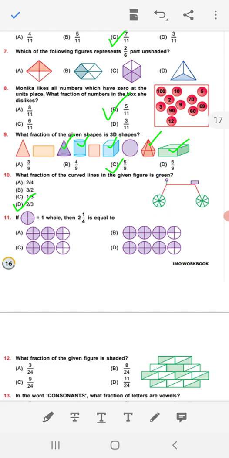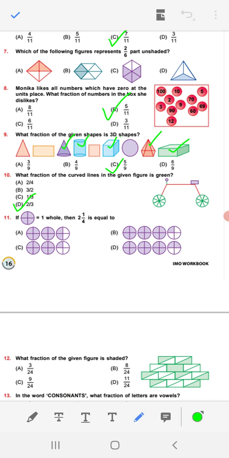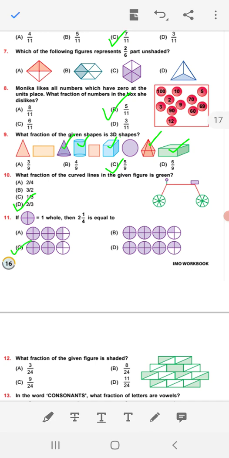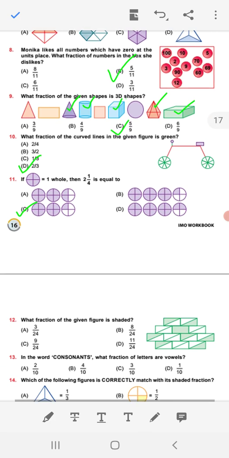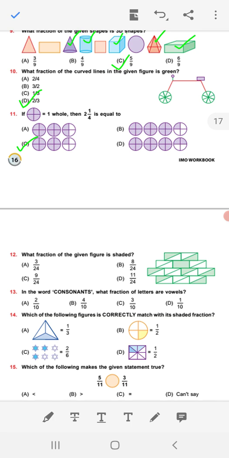Now passing to the question number 11. If this circular figure with total 4 parts is equal to 1 whole, then 2 whole 1 by 4 is equal to, that means 2 full pictures, and in one circle, out of 4 parts 1 is shaded. So option C is correct here. 2 total circles and 1/4 of the circle is shaded. So option C is correct. I am leaving 12, 13 and 14. These are similar to the previous.